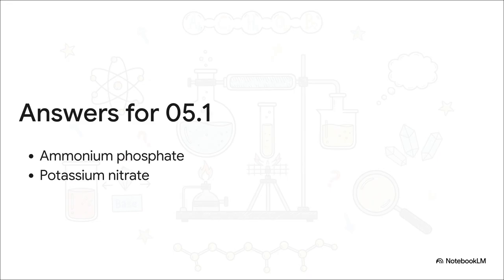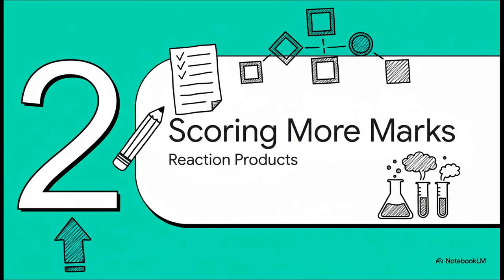So, why these 2? Well, let's break it down. Ammonium phosphate, that's got nitrogen and phosphorus. Potassium nitrate has potassium and nitrogen. See? Each one has 2 of the big 3. That kind of precision is exactly what gets you the marks. Boom! 2 marks in the bag. Easy, right? Let's move on to the next part and see how the question starts to build.